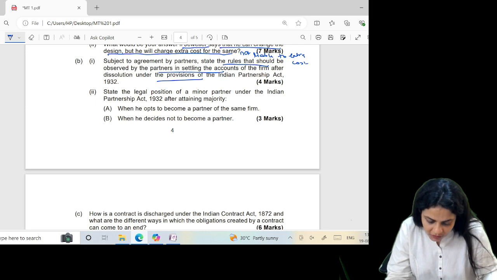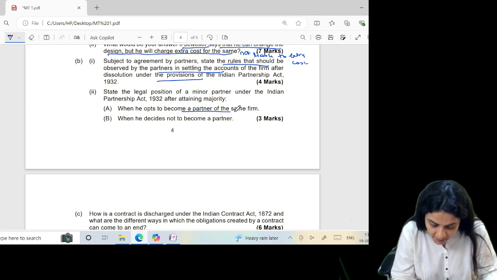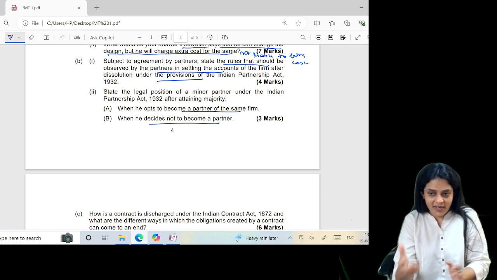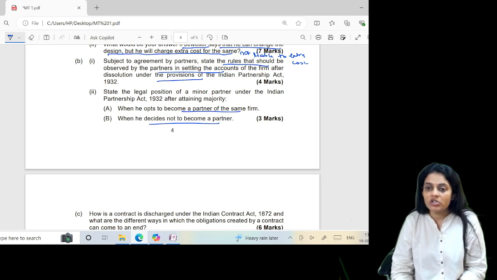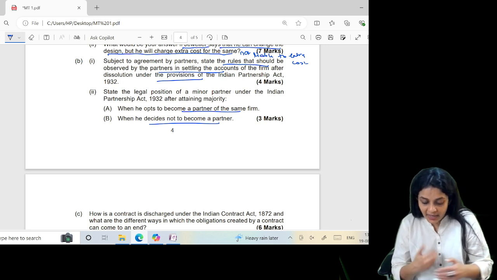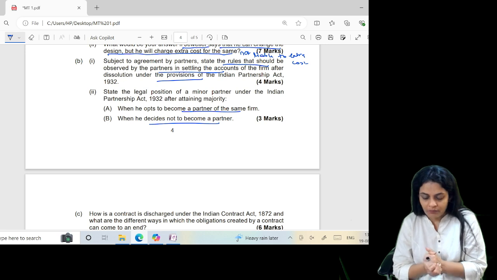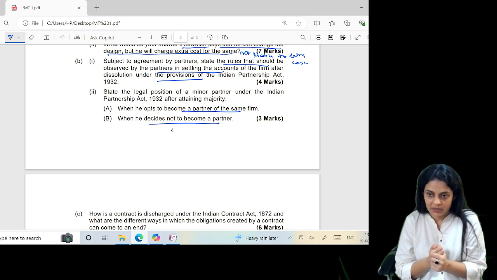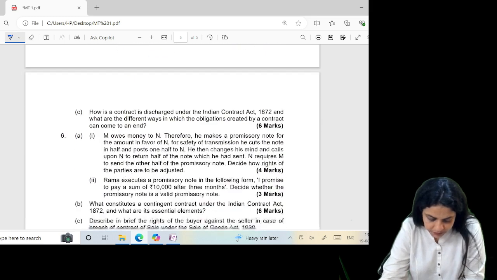State the legal position of a minor under the Indian Partnership Act after attaining majority. When he opts to become a partner, or if he decides not to become a partner, he is no longer a part of the firm. He will take his share and leave the firm. If he decides to become a partner, his rights will remain the same as it was when he was a beneficiary, and he will have unlimited liability. But from the day he was admitted to the benefits of the firm.